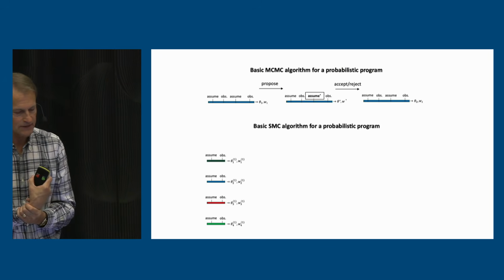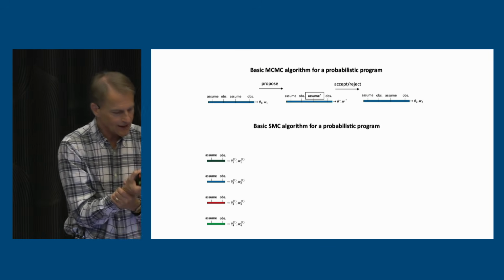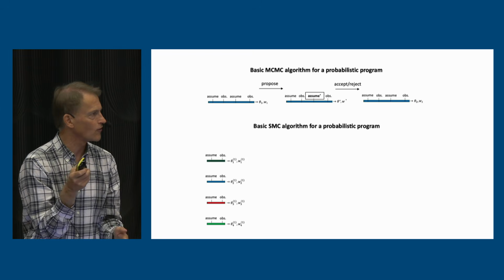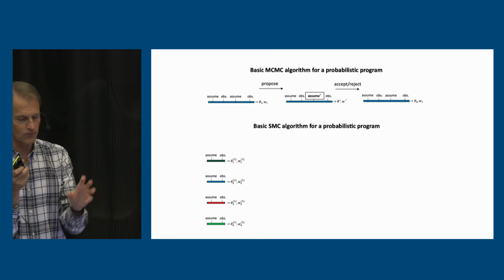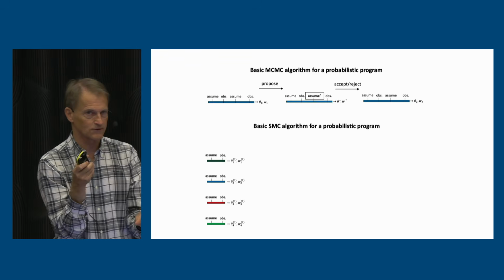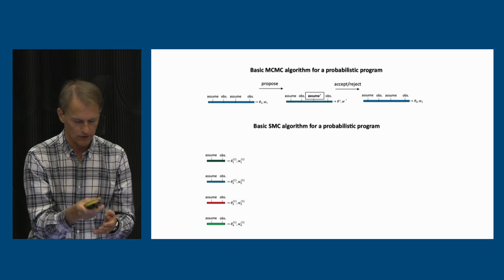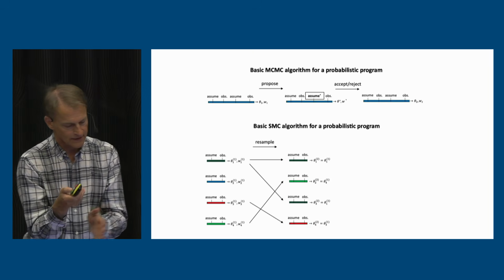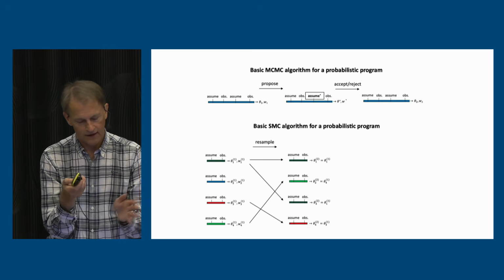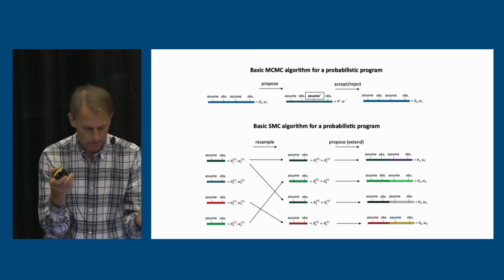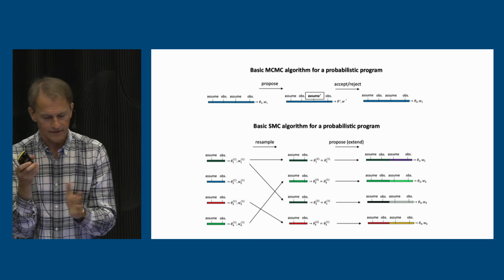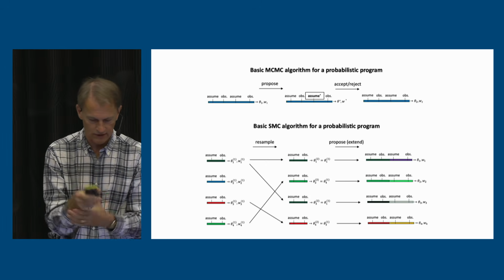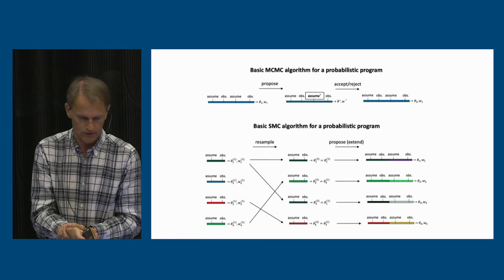In the SMC algorithm, instead, we run the program up to the first observe. At that point, we have some partial executions and some weights for those. Then we can do the resampling required by SMC. Once we have that, we extend the program with a proposal. Eventually, we end up with a complete sample from the model, or a set of complete samples from the model, and weights for those.